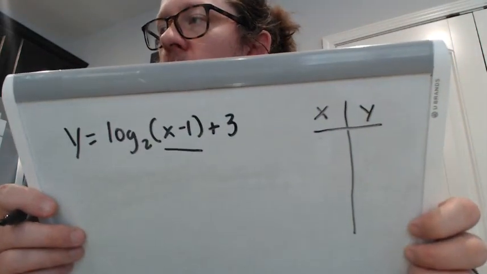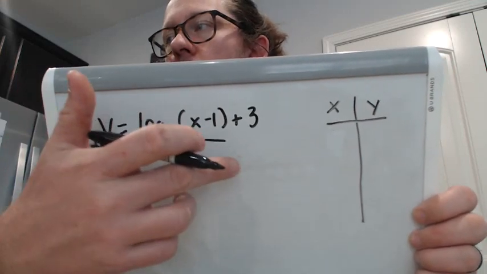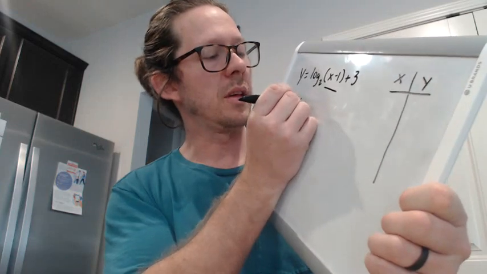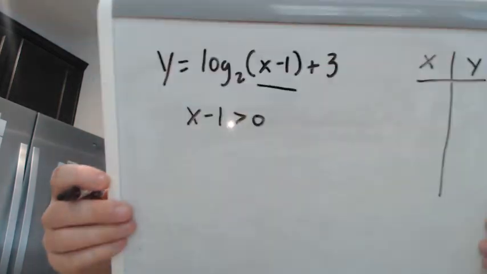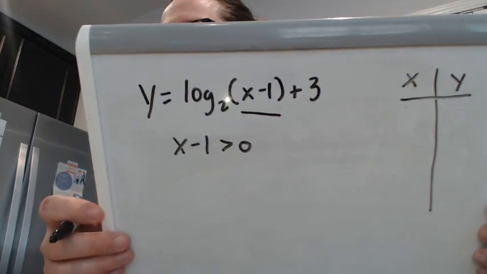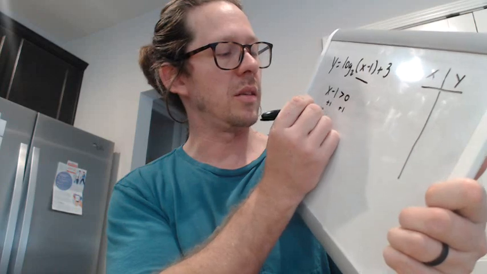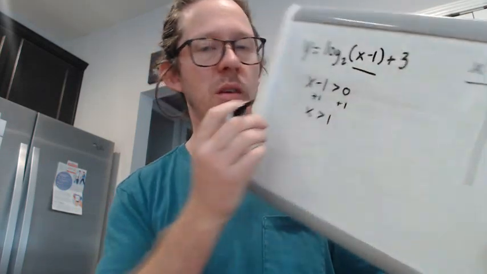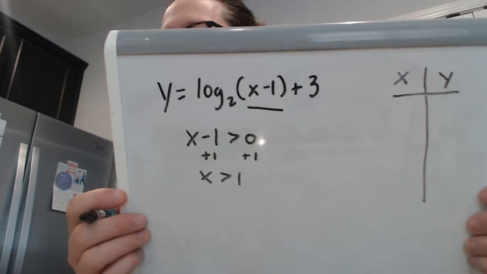So if you ever want the domain of one of these graphs, all you got to do is take this part right here, the part behind the logarithm, and say, okay, Mr. Winslow told us that this quote unquote answer can never be negative. So you just kind of do something like this. Once you do that and you add a 1 to both sides, you get x has to be greater than 1. So basically, that's your domain. X is greater than 1.